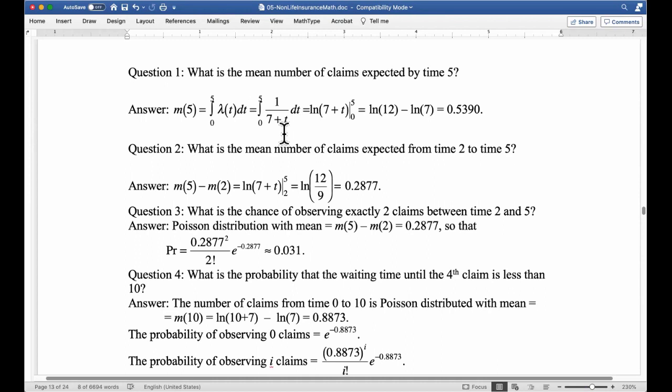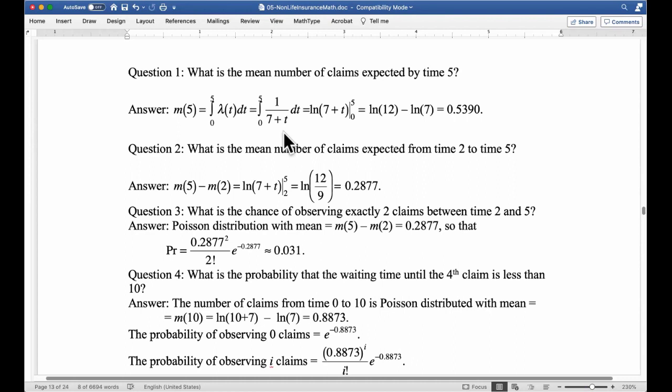What is the mean number of claims expected from time 2 to time 5? That's m of 5 minus m of 2. So it's the natural logarithm of 7 plus t evaluated from 2 to 5. That's the natural logarithm of 12 over 9, and that's equal to 0.2877. It's also the natural logarithm of 12 minus the natural logarithm of 9, but that's the same thing.